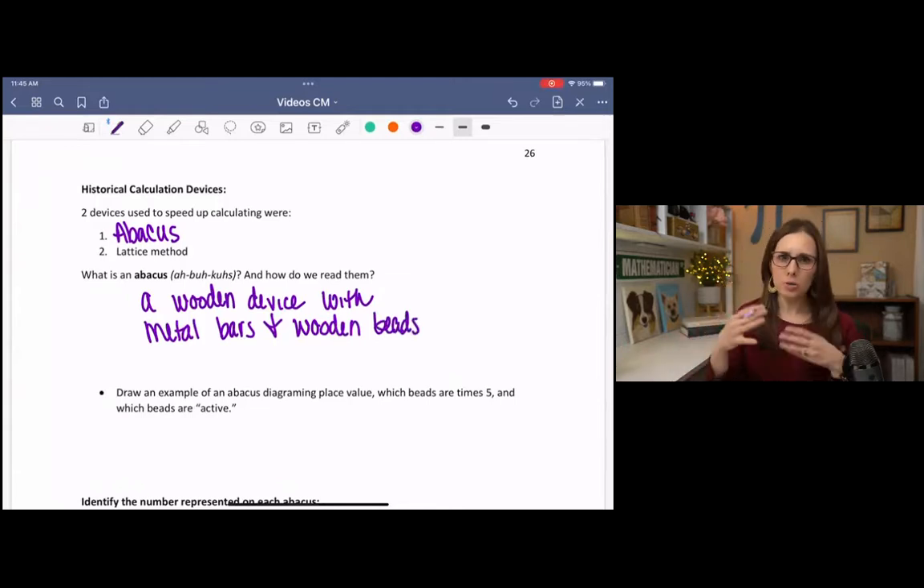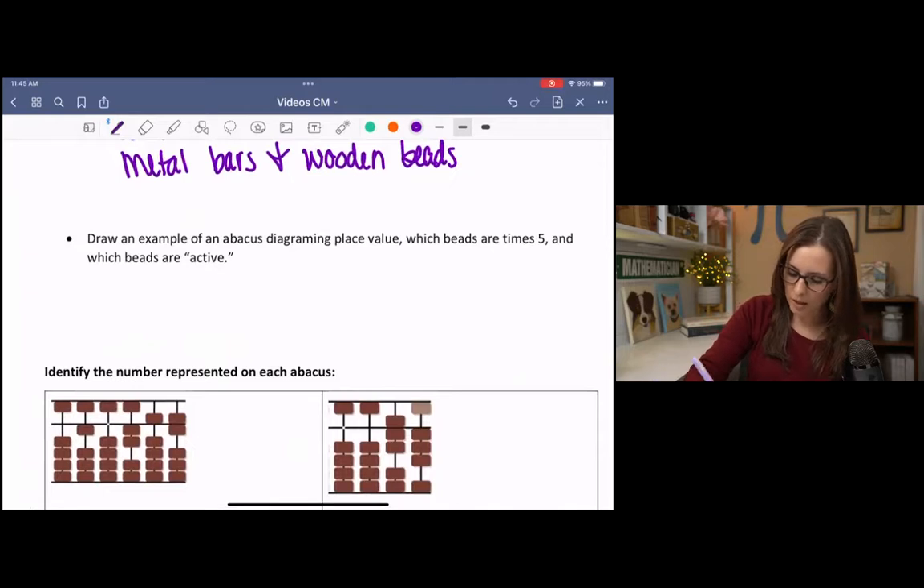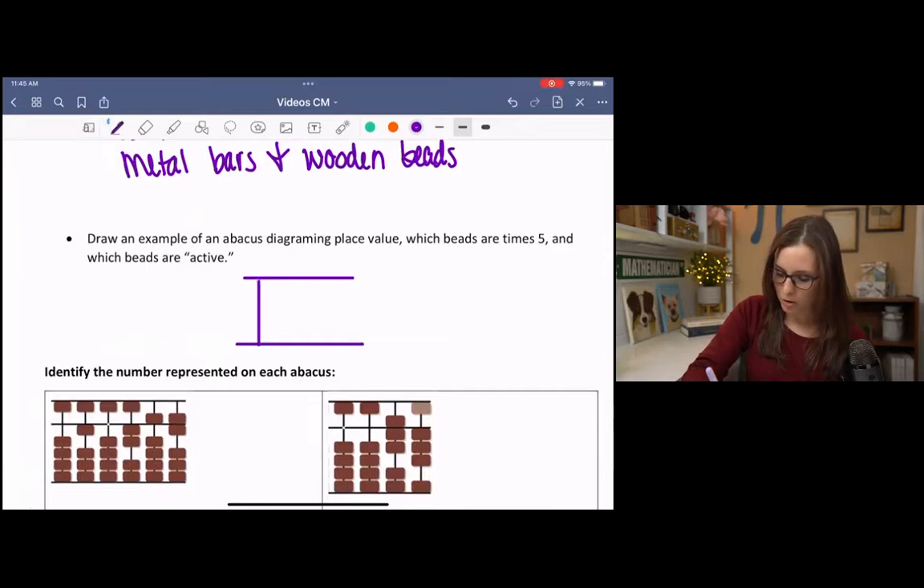So they were small, they were handheld. You might have actually seen this. There's an emoji with an abacus. So you might have seen that and gone, what is that? Well, now you know. And I'll show you a picture of it later, but actually I'll draw a picture of it right now. So an example of that is it's got these wooden bases, and then it's got these metal bars, and these metal bars represent place value. And on the metal bars are wooden beads kind of placed throughout here.